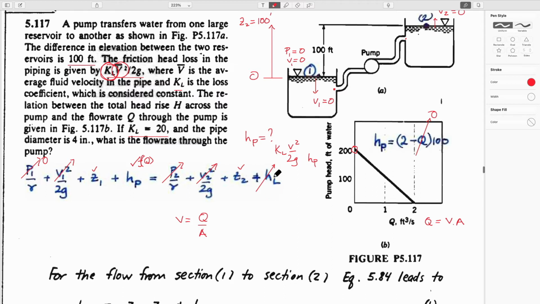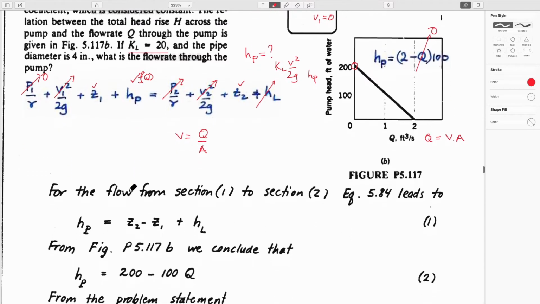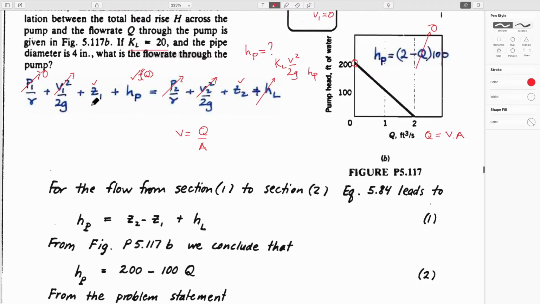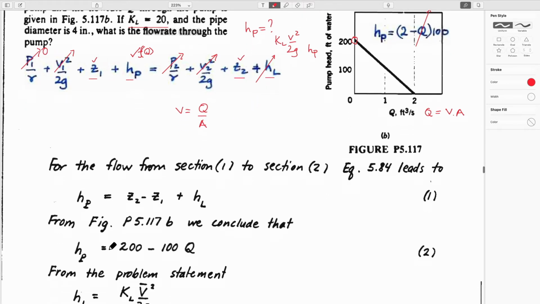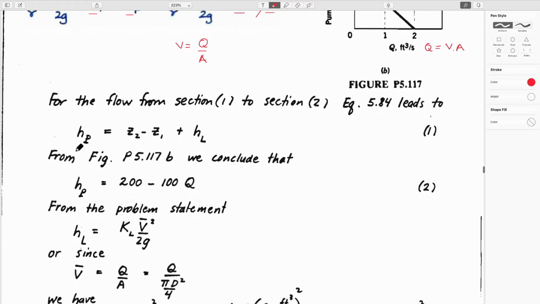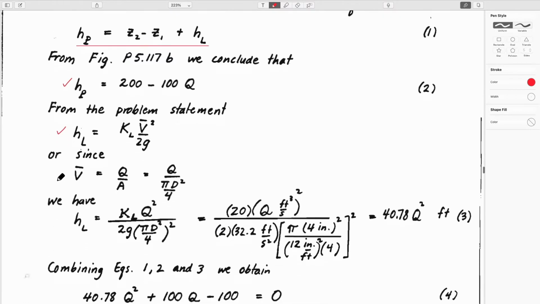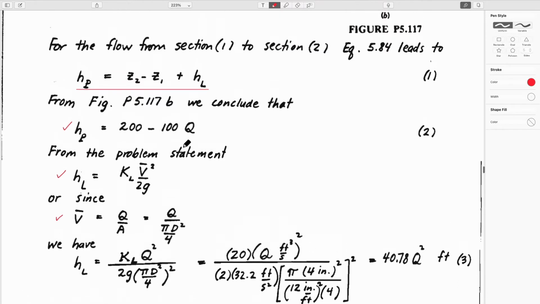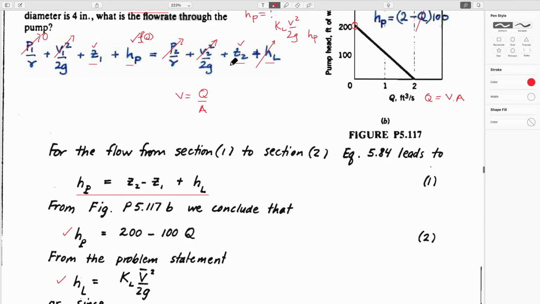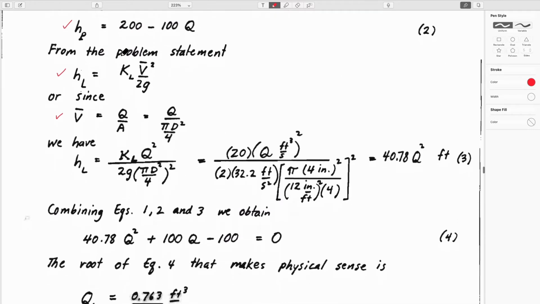So we can write this expression in terms of velocity or flow rate, and we can write this equation in terms of velocity or flow rate. So if we throw away all those terms, we're only left with elevation, pump head, elevation, and head losses, which is this expression here. We know what the pump head is. We know what the head loss is. We know that we can relate velocity and flow rate together because velocity occurs in this term and flow rate occurs in this term, so we have to normalize those somehow.